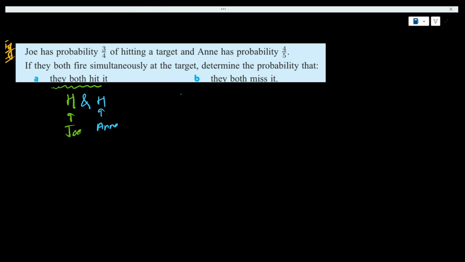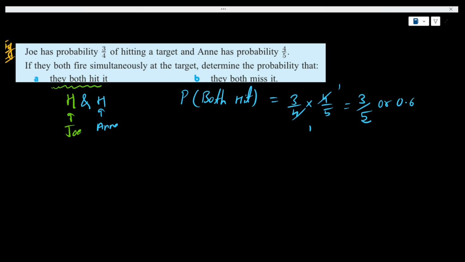So what is going to be the probability? They both hit, so it can be written here as HH also, and you are going to multiply the probabilities 3/4 by 4/5. The answer you are getting is 3 by 5 or 0.6. This is going to be the probability. Now it's written they both miss. That means not hit. How do we write this down? We have learned the complementary event. Hit is H, and missing is H complement.